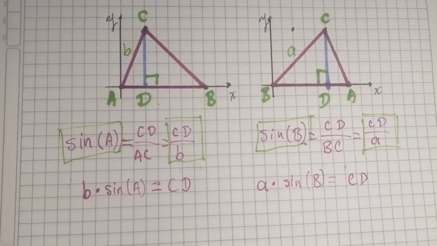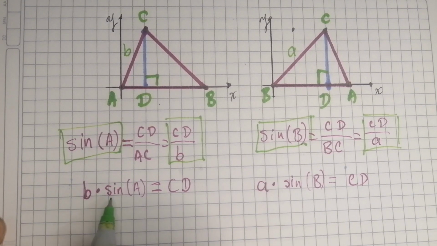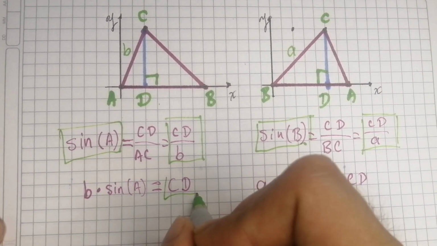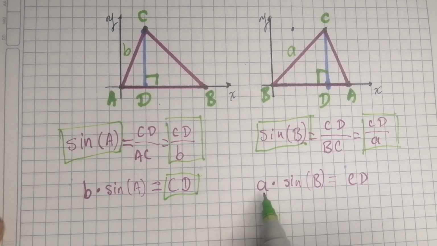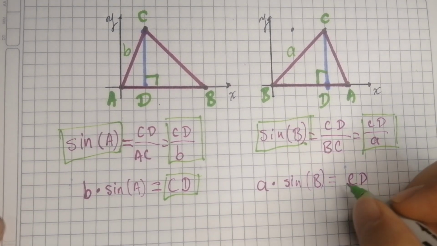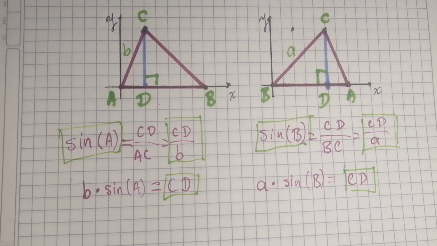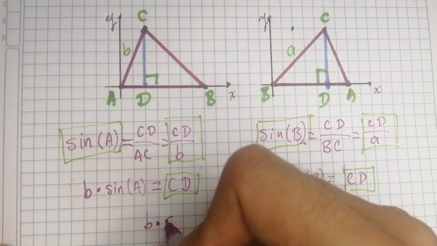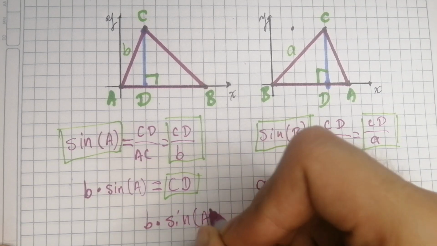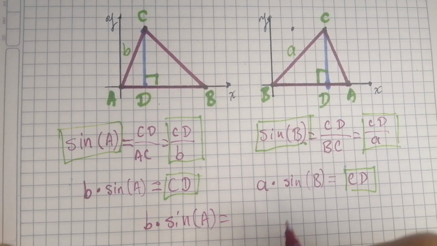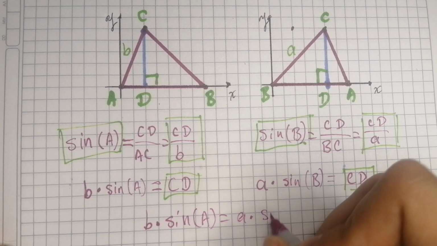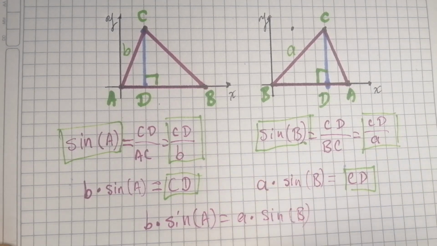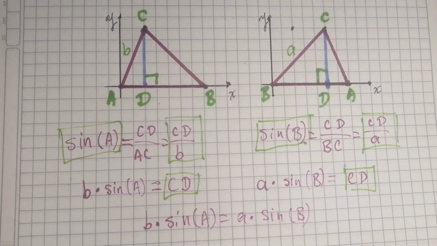Now observe that this expression, B times sine of A, is equal to CD. And also this expression, A times sine of B, is equal to CD. What does it mean? That we can combine them together in an expression that represents both situations, that goes like this: B times the sine of A is equal to what? To A times sine of B. We got that. Beautiful, amazing, interesting.